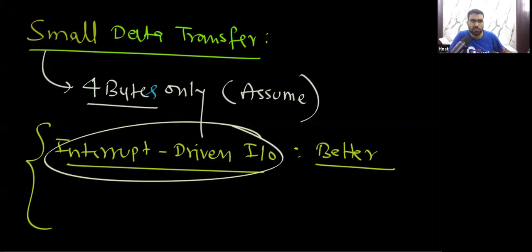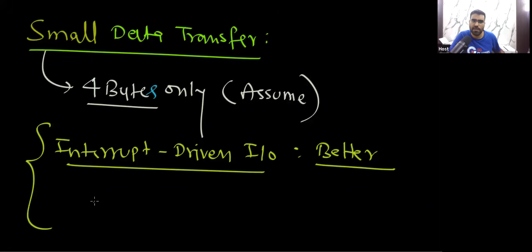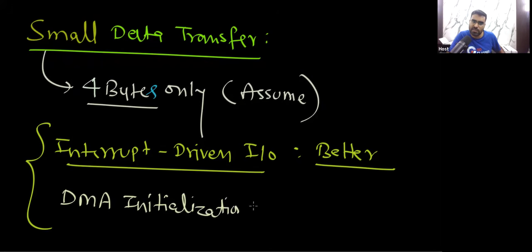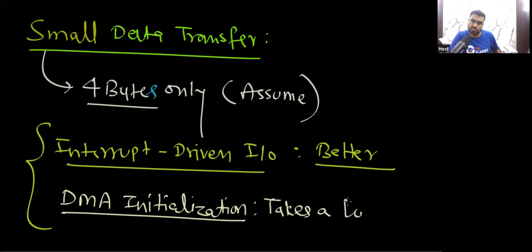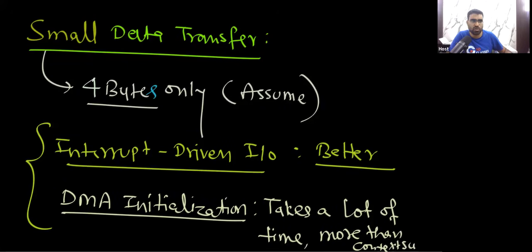There will be a context switch, but still this is better. Why? First of all, there will be only one context switch. Yes or no? And also let me tell you that DMA initialization actually takes a lot of time. In DMA, where is the problem? The problem is DMA initialization. This DMA initialization takes a lot of time, more than a context switch.